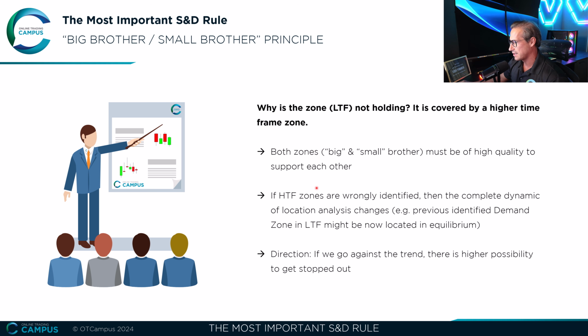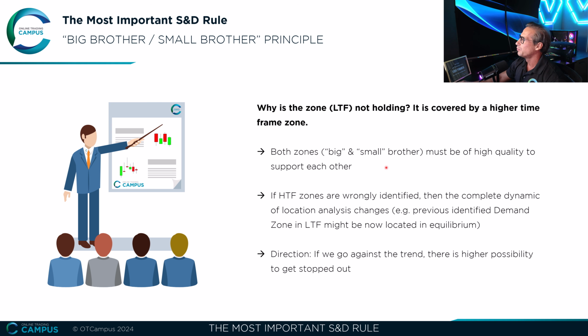Now a question that I get, and I want to already cover that quickly here, a question that I get all the time is, why is the zone on the lower time frame not holding? It is covered by the higher time frame. Again, we are speaking always, first of all, in probabilities. Nothing is 100% for certain. But there might be some reasons why, even if you trade covered, the zone is not holding. Because both zones, big and small brother, must be of high quality to support each other. This is also really important.